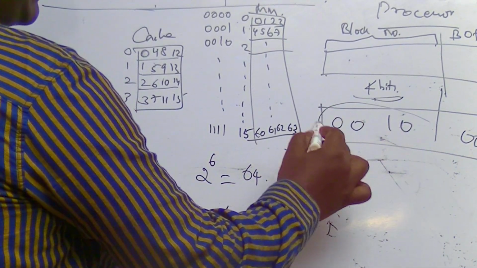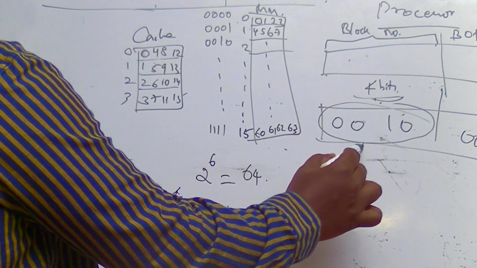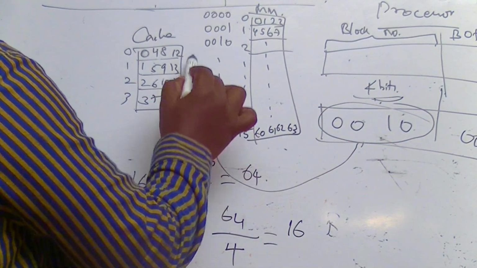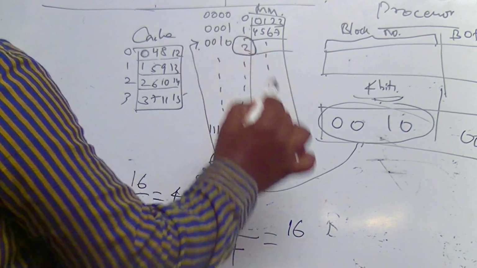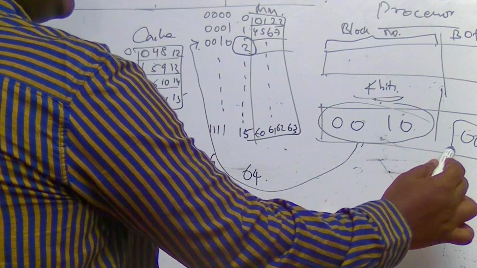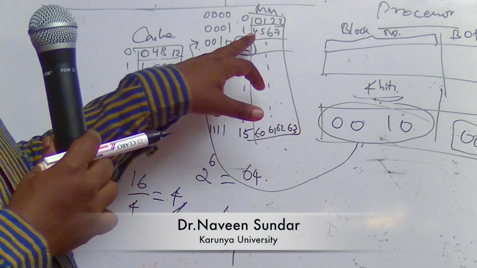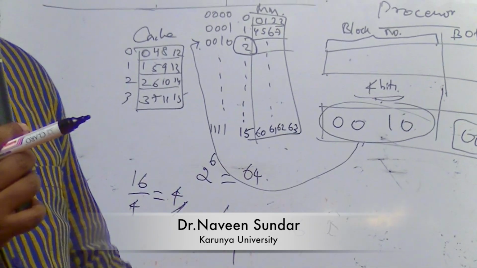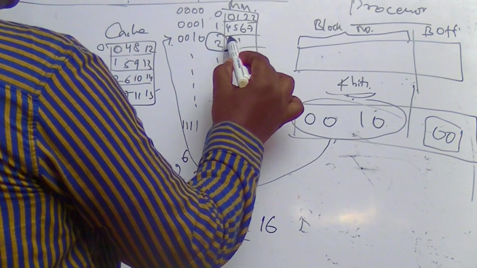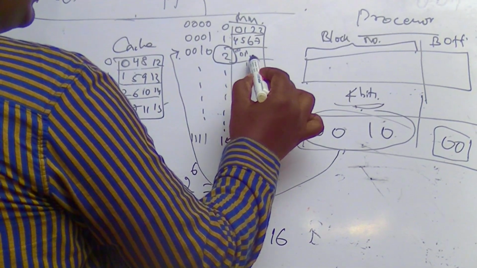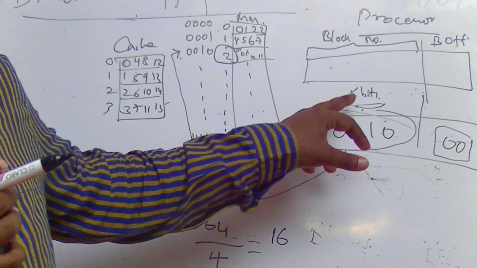This is, as I told you, the block number. Immediately the processor will go and check with 0010, so it is block number 2. And we are telling it as block offset is 00. As I told you, it can hold 4 different words, so it can be either 00 or 01 or 10 or 11. So it can hold 4 words.